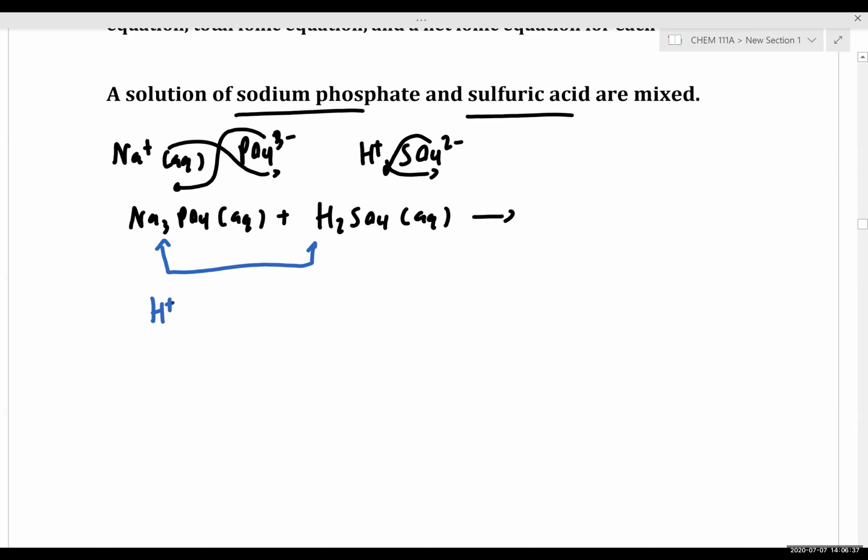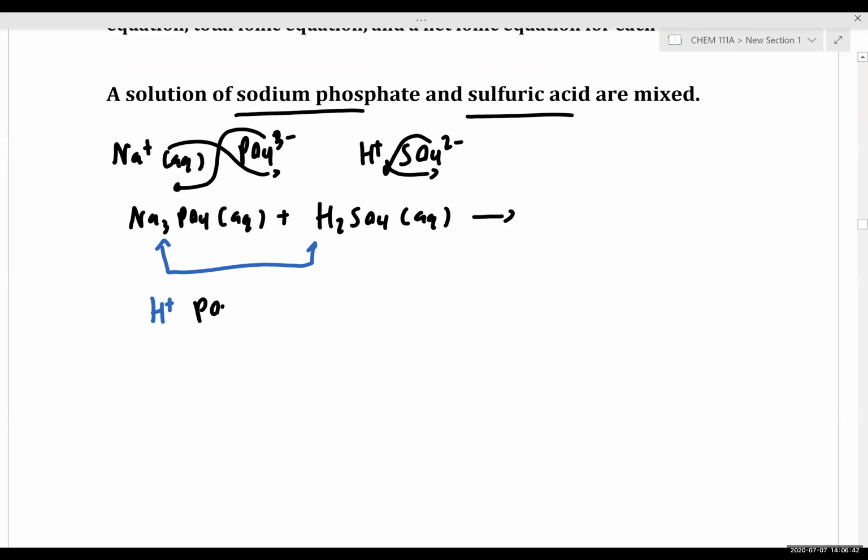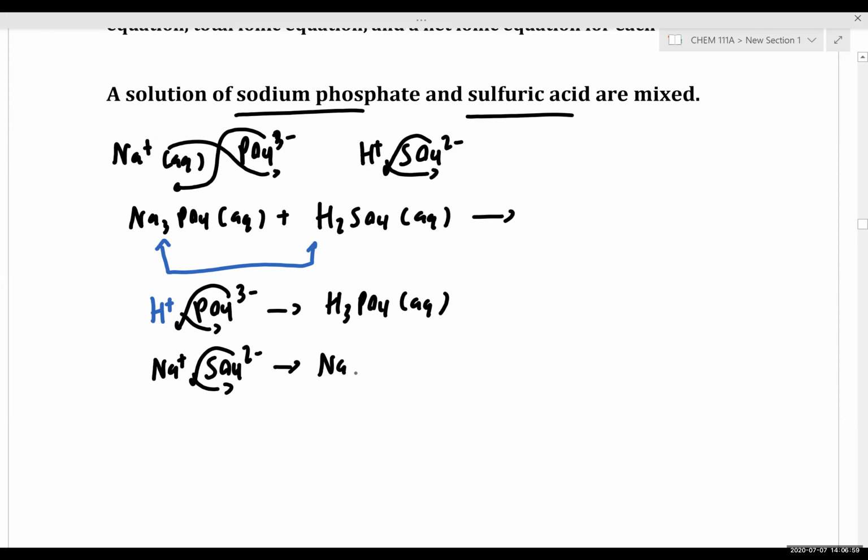So we have H plus and phosphate, which is PO4 3 minus. If we cross our charges, that gives us H3PO4, which is phosphoric acid. For our other compound, we have sodium plus and sulfate. We cross our charges, that gives us Na2SO4 aqueous. Okay, so now that we have our two product formulas established, we write out our product formulas.